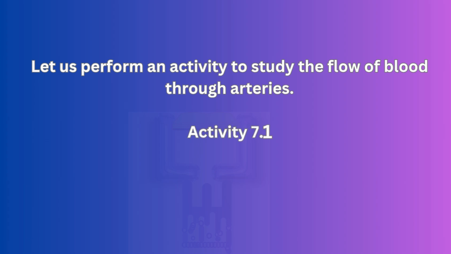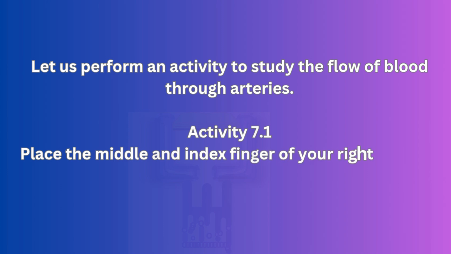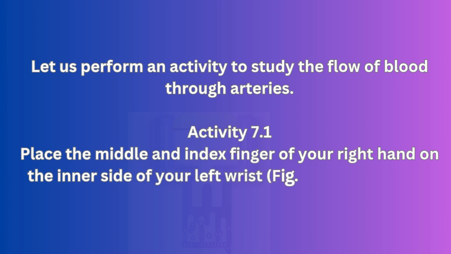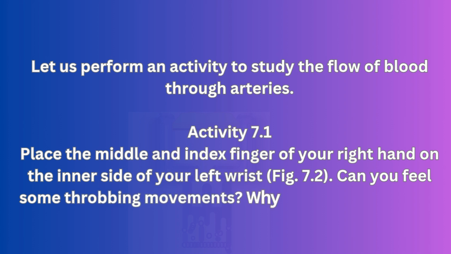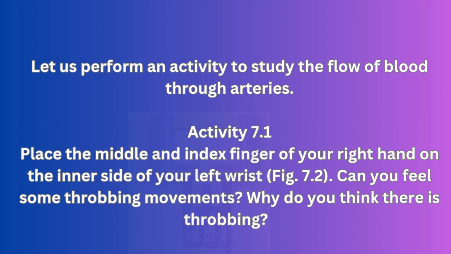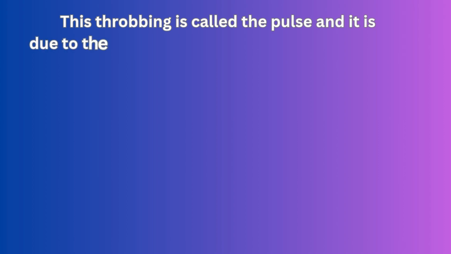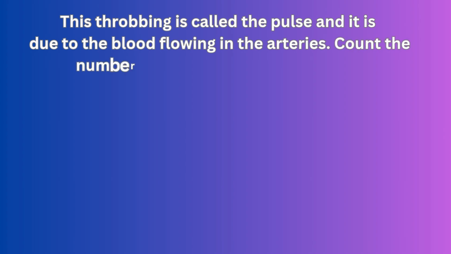Activity 7.1. Place the middle and index finger of your right hand on the inner side of your left wrist. Figure 7.2. Can you feel some throbbing movements? Why do you think there is throbbing? This throbbing is called the pulse, and it is due to the blood flowing in the arteries.